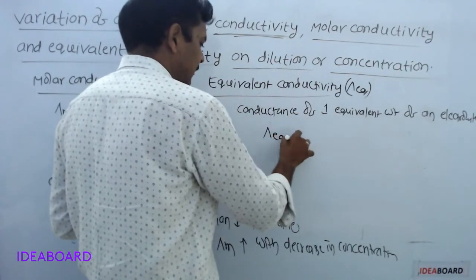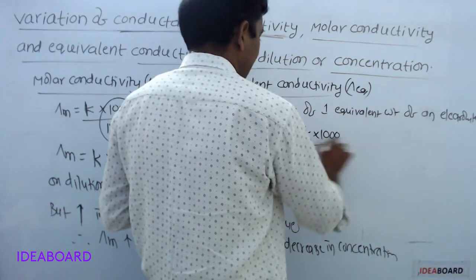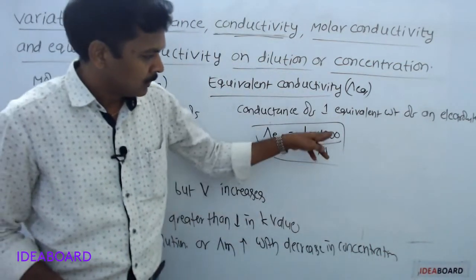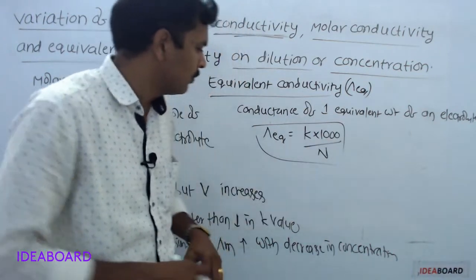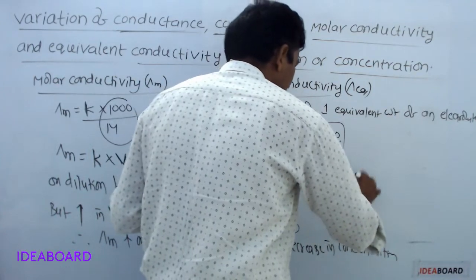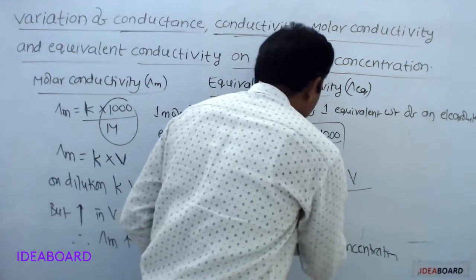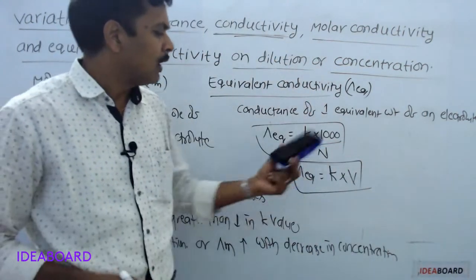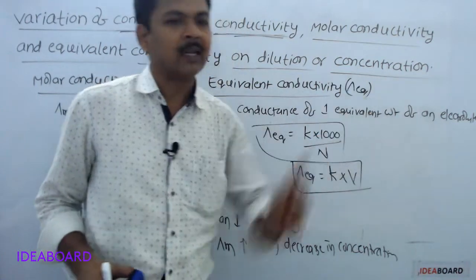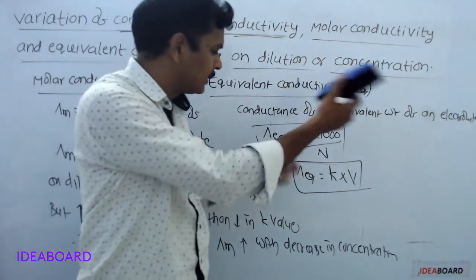Formula of equivalent conductivity: lambda eq is equal to kappa into 1000 by normality. This formula also I have already explained. This 1000 by N is nothing but the volume of the electrolytic solution only. So equivalent conductivity is equal to kappa into volume. On dilution, kappa value decreases but V value increases. The increase in V value is greater than the decrease in kappa value. That's why equivalent conductivity also increases.